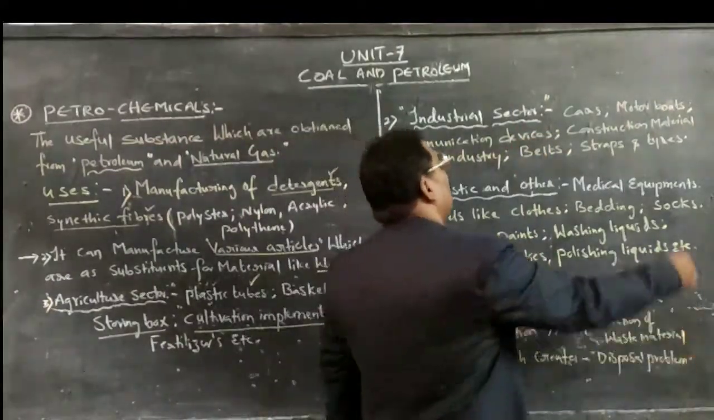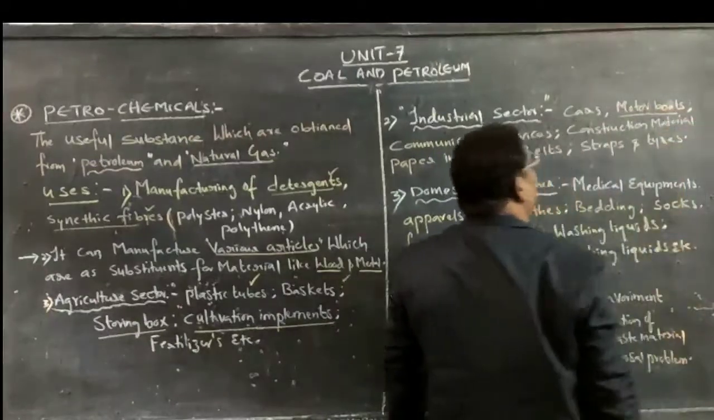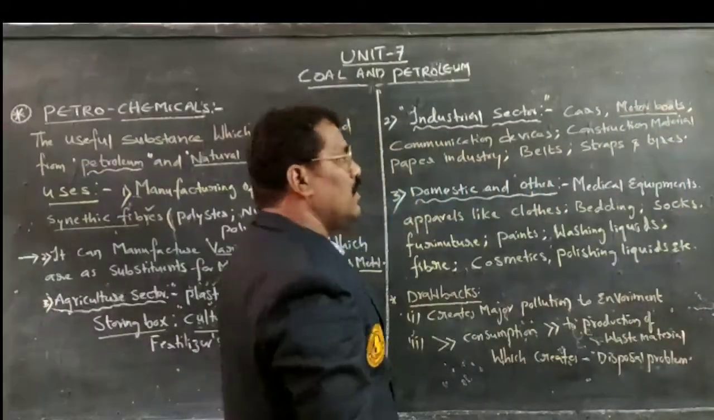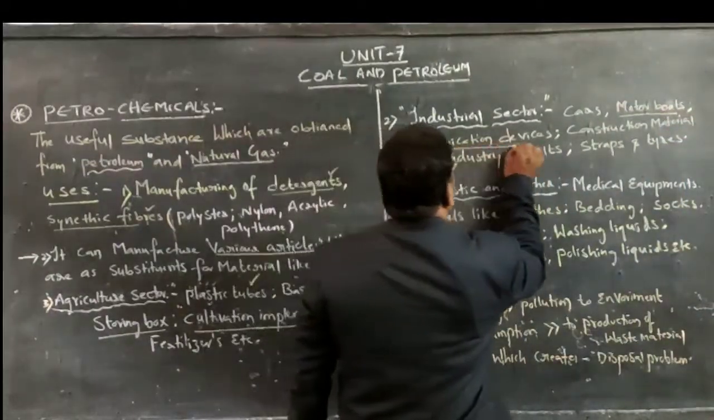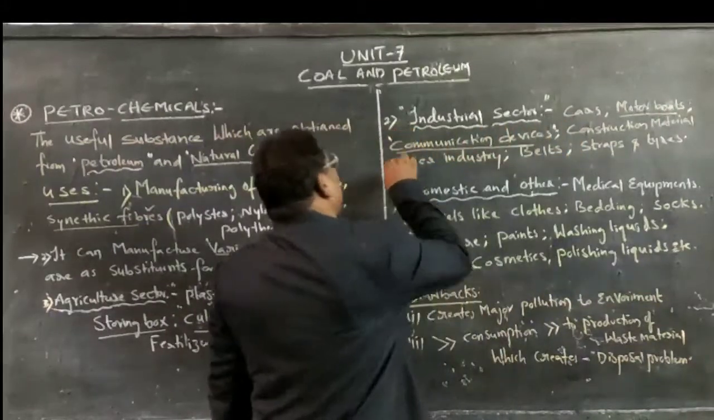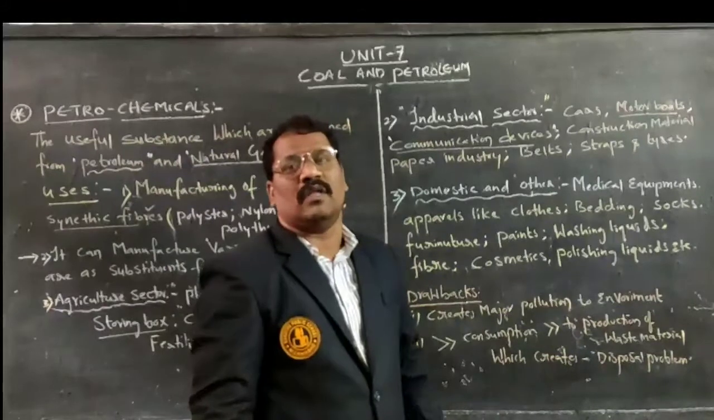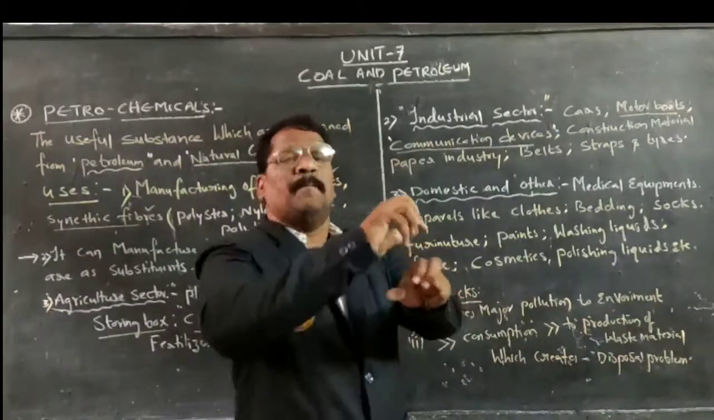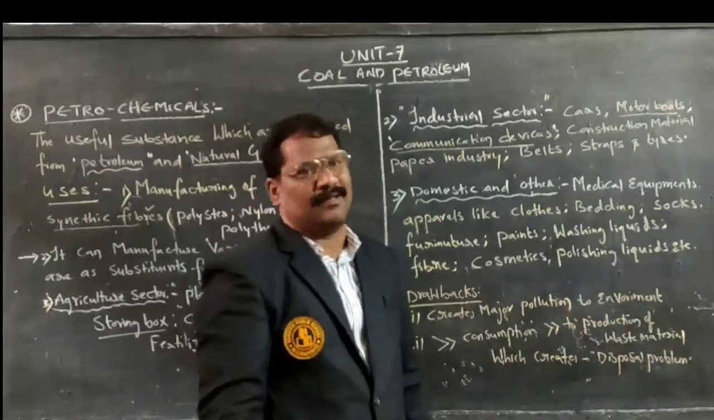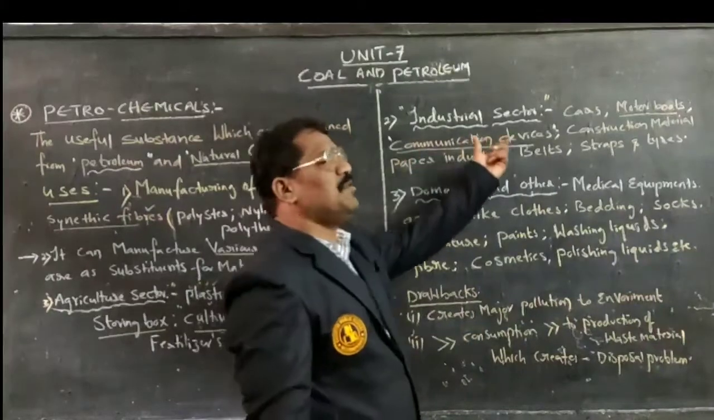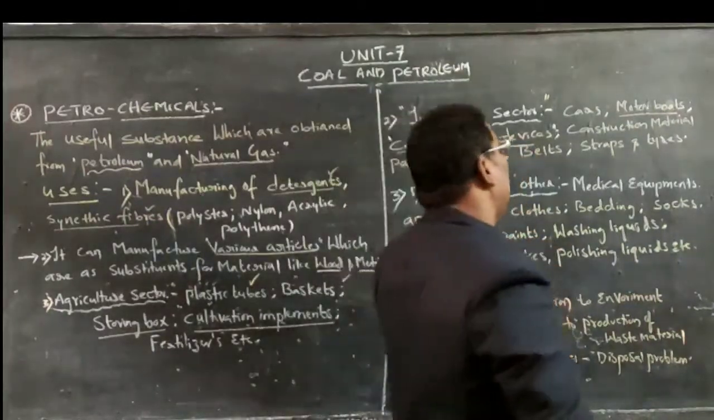Cars, as well as manufacturing of motor boats. Not only that, in communication devices also. To communicate, cell phones are used. The outer surface of the cell phone is made up of petrochemical material. That is communication purposes, where it can be useful.